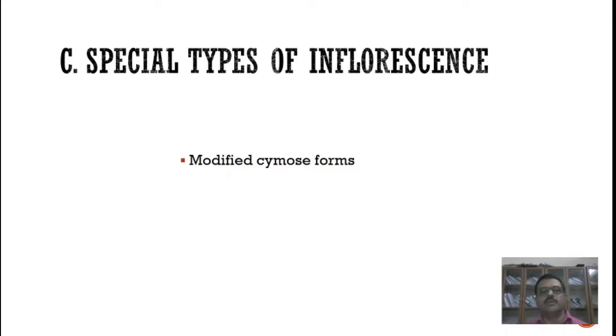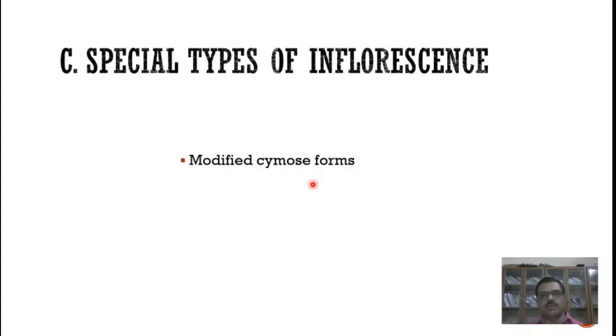Today we'll be talking about special types of inflorescence. In the previous videos we have seen racemose inflorescence and cymose inflorescence and the different types of racemose and cymose inflorescence. Now there are inflorescences which cannot be classified into racemose or cymose types. These inflorescences are what we call the special types of inflorescence or mixed type of inflorescence. These inflorescences are considered to be modified cymose forms.